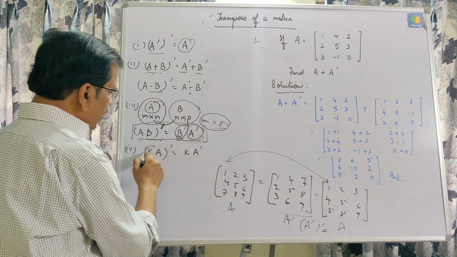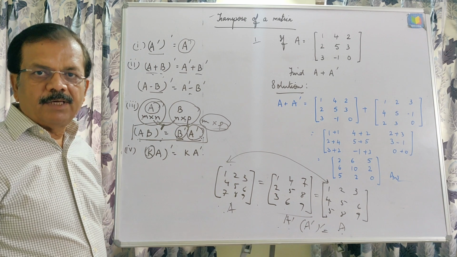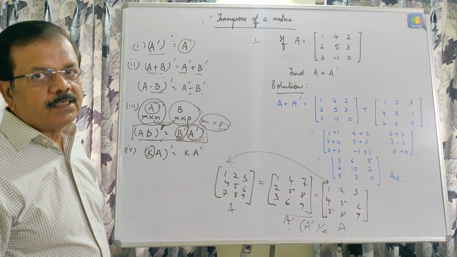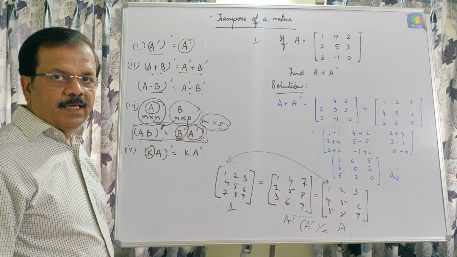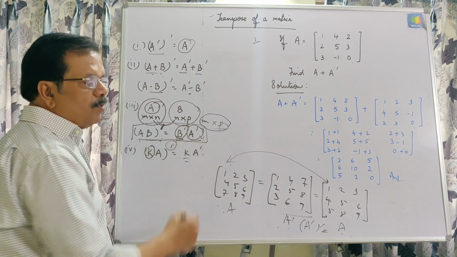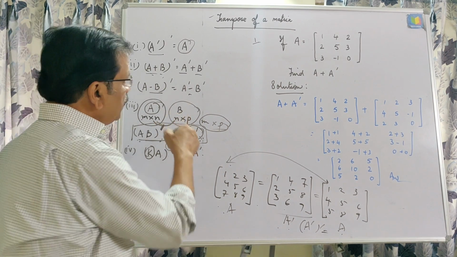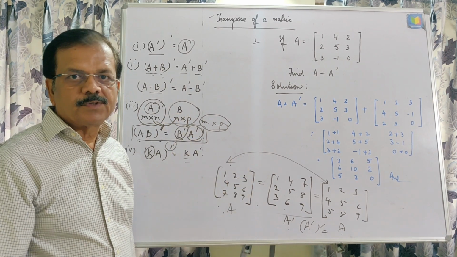In the same way, if K is any scalar quantity, then K multiplied by A means we will multiply all the elements of A by K. The transpose of that will be equal to K A transpose. These four properties are frequently used during questions also.